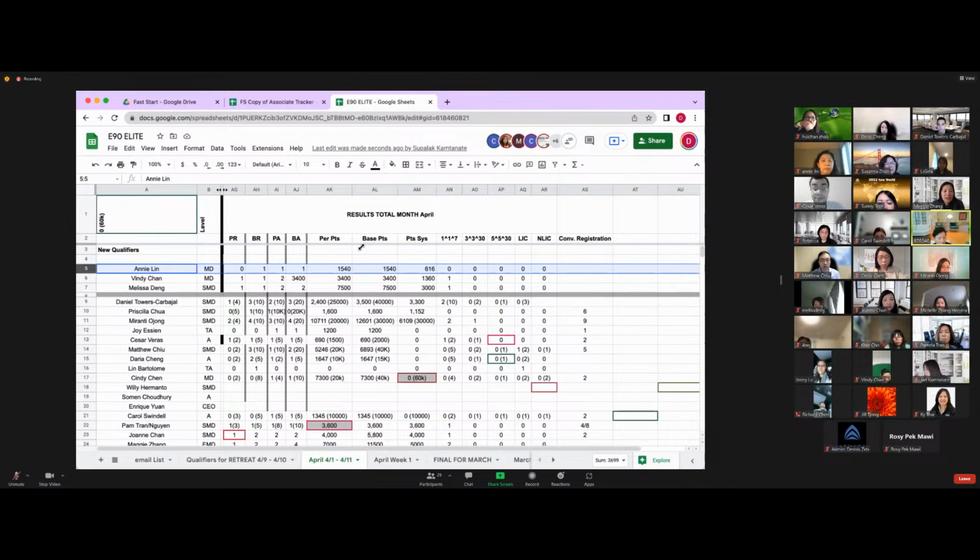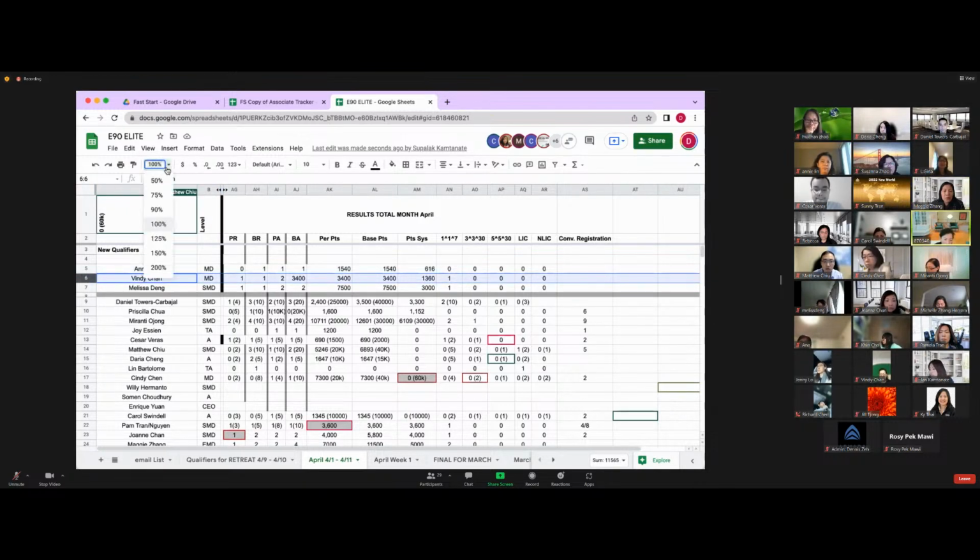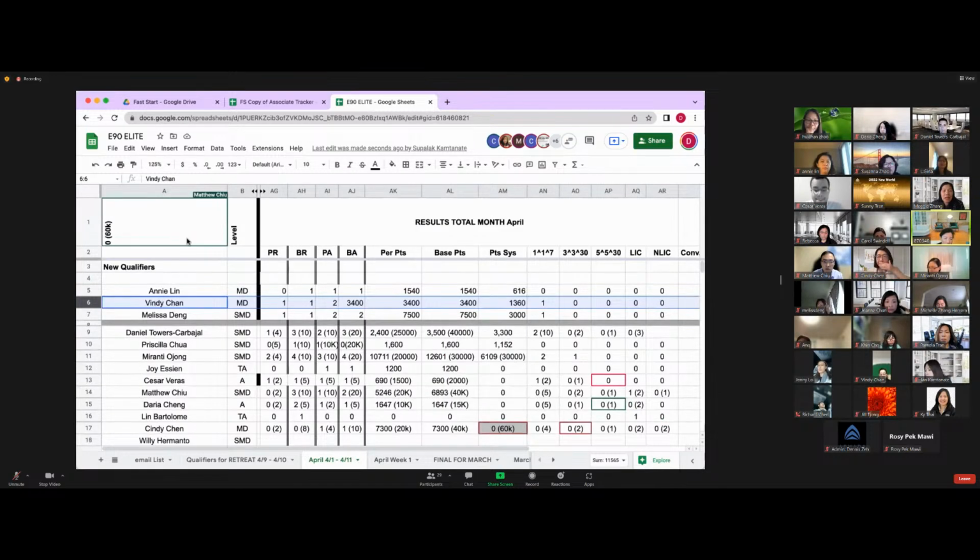Okay, and the second one is Windy Chen. She's also one of my MDs. Yes, she completed one recruit and 2 accounts in the last 7 days. Good. Okay, so she's ready for this coaching.